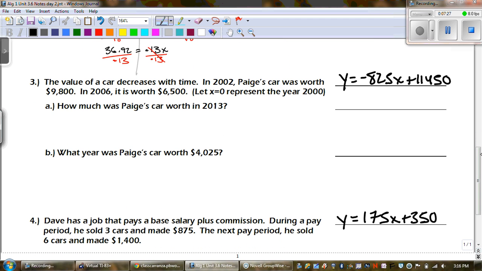Okay, number 3. The value of a car decreases with time. In 2002, Paige's car was worth $9,800. In 2006, it was worth $6,500. Let x equal 0 represent the year 2000. How much was Paige's car worth in 2013?